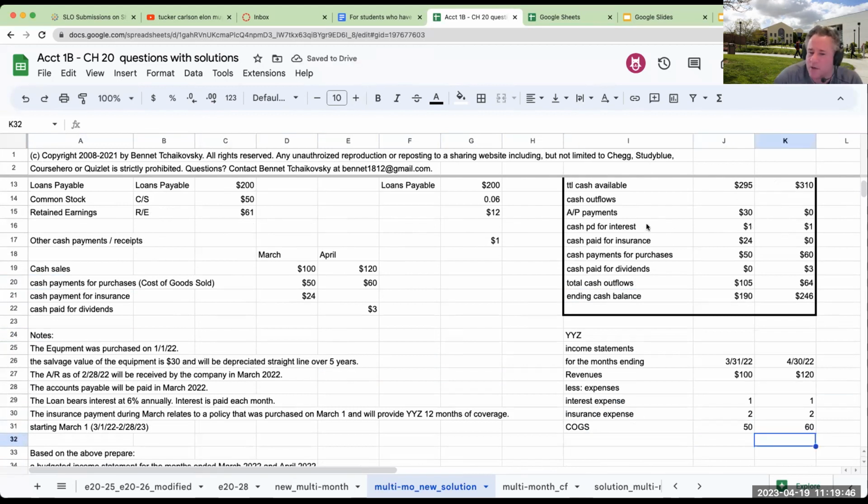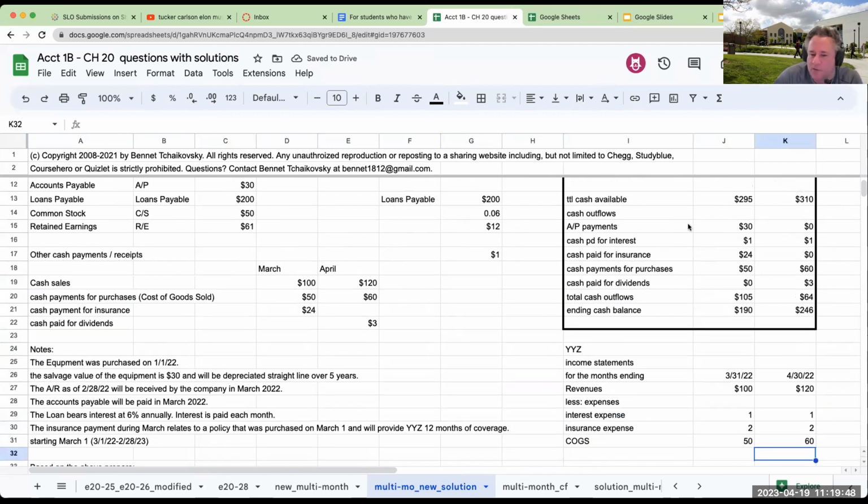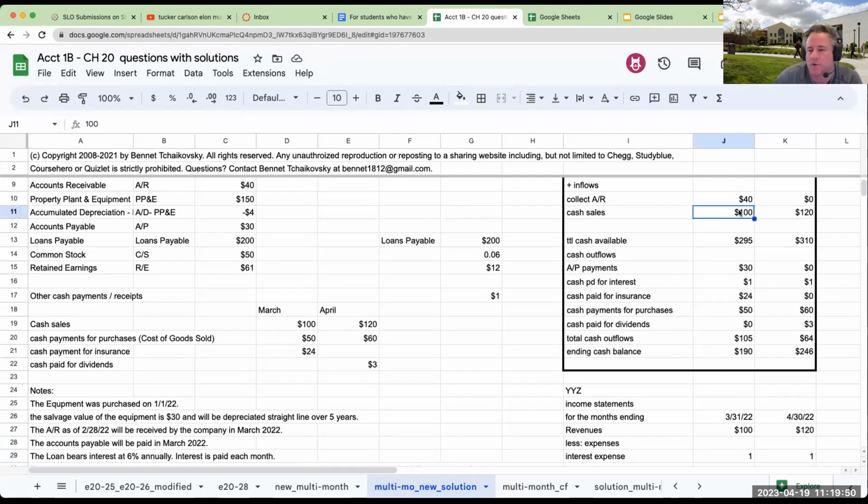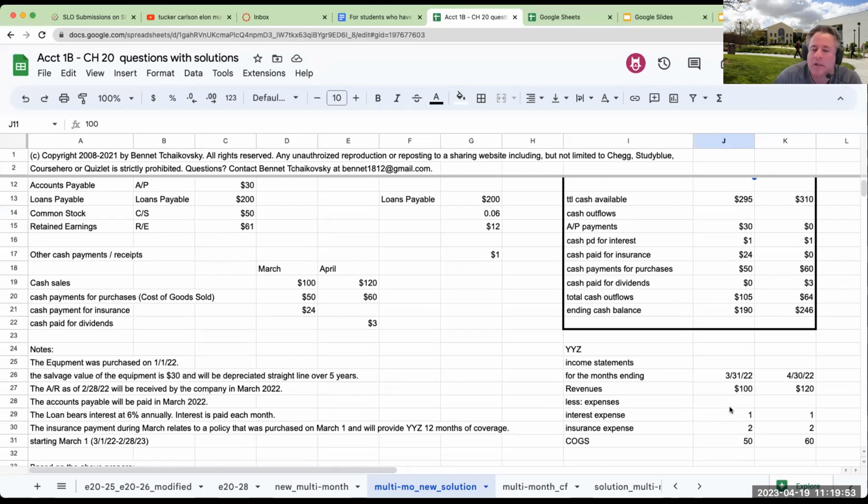Okay, so what have I dealt with so far? I've got my revenues that came through. I'm only showing the current month in terms of being collected. I have my interest expense, I have my insurance expense, and I have my cost of goods sold.